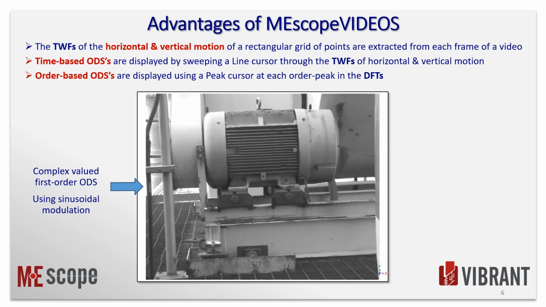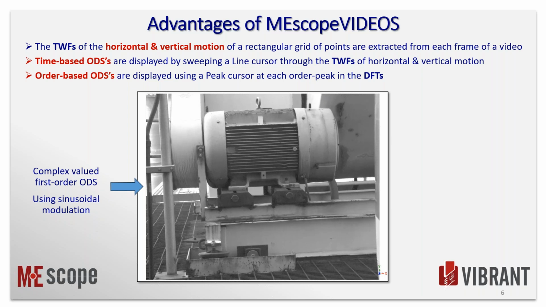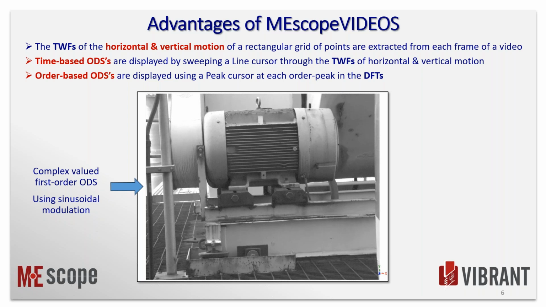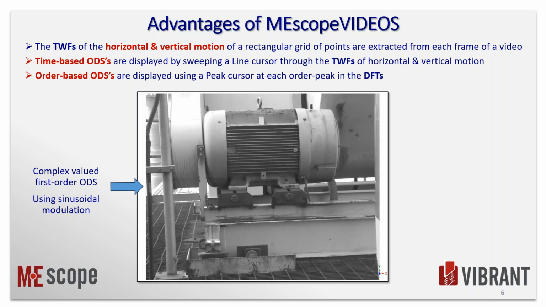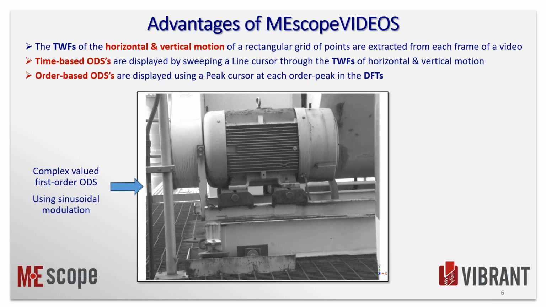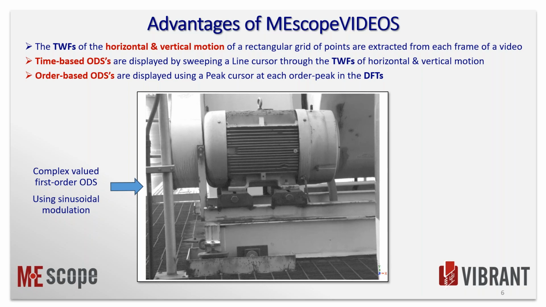TWFs, that stands for time waveform. We extract the horizontal and vertical motion at a rectangular grid of points, and those are extracted from each frame of the video. So we're going to go into that. This is unique to MEscope. Other people who process videos just work with the pixels, and there you're talking about millions of pixels. We reduce the data set down from millions of pixels per frame to thousands of points in a grid, and then we do the animation.